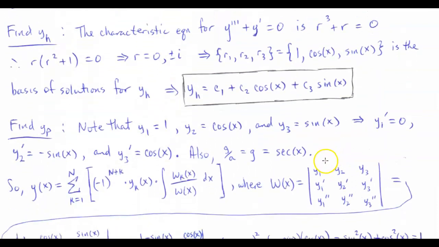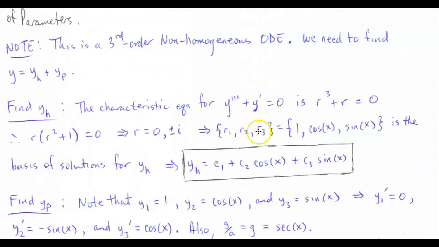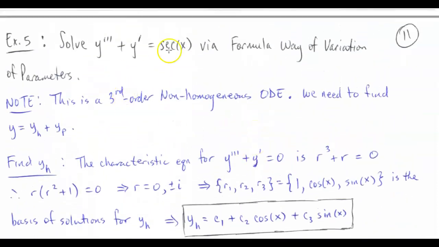Okay. So now from here, for our particular solution, we're noting what our basis functions are for our differential equation. And because of that, we need to take the derivatives of these as well. So the derivative of 1 is 0, derivative of cosine is minus sine, derivative of sine is cosine. So we have all of that. And we also recognize that our g divided by a in this case is going to be the same as g, which is just secant. And of course, if we come back up here, we'll actually see that.